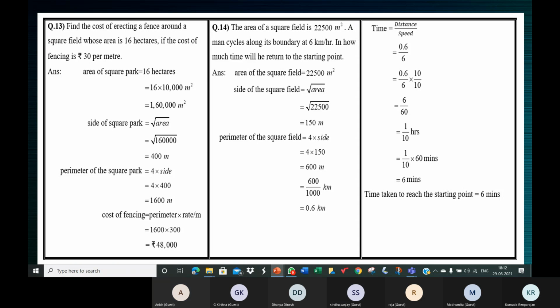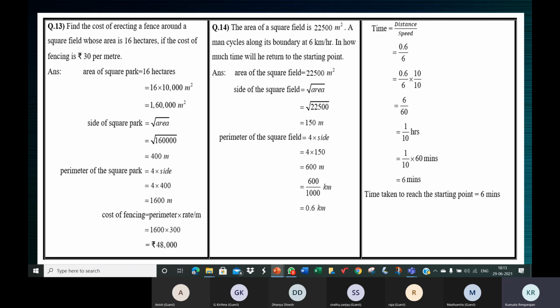So the next one: the area of a square field is 22,500 meters square. Now from the area, what can you find, children? If I give you the area of a square field, with that, what else can you find? Perimeter, ma'am. Side. You can find the perimeter, but to find the perimeter, we need the side, right? 4 into side. Yes, ma'am.